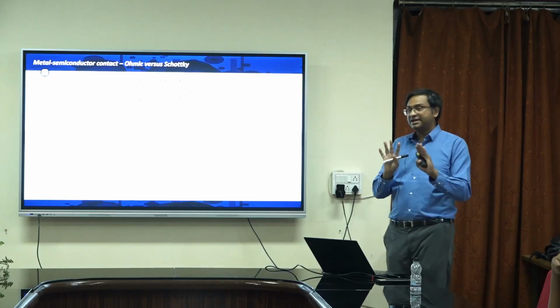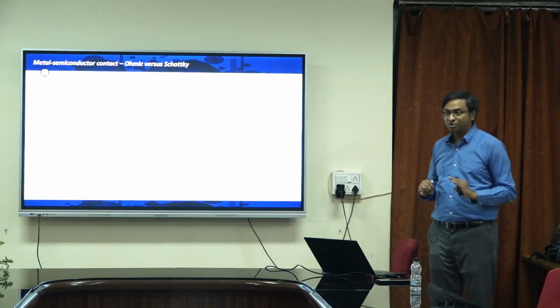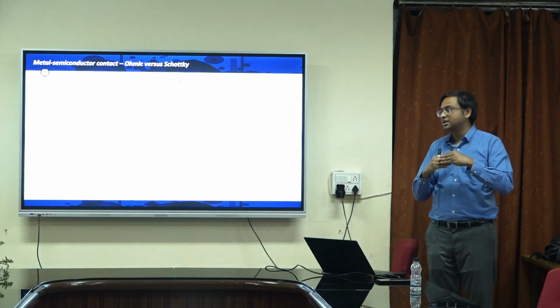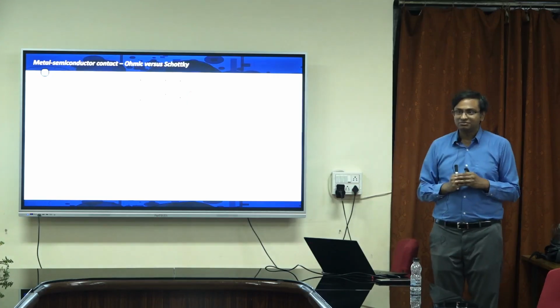So this is when the metal and semiconductor are far away, right. If you bring them close to each other and make this metal semiconductor junction, can somebody draw for me the band diagram?